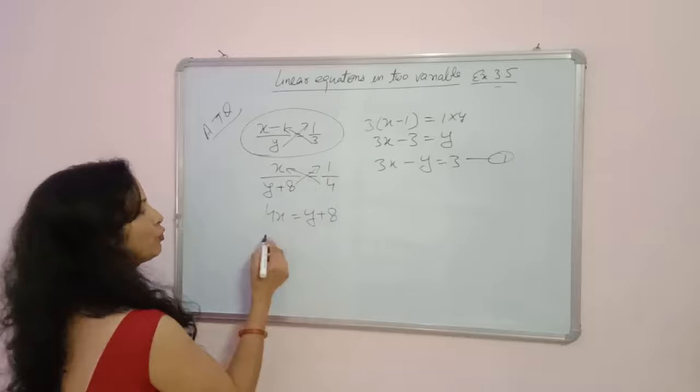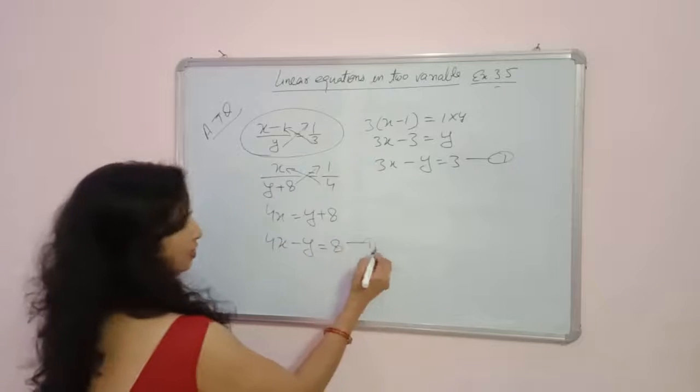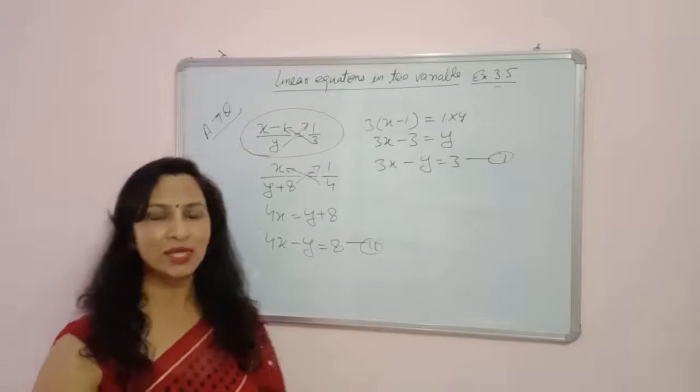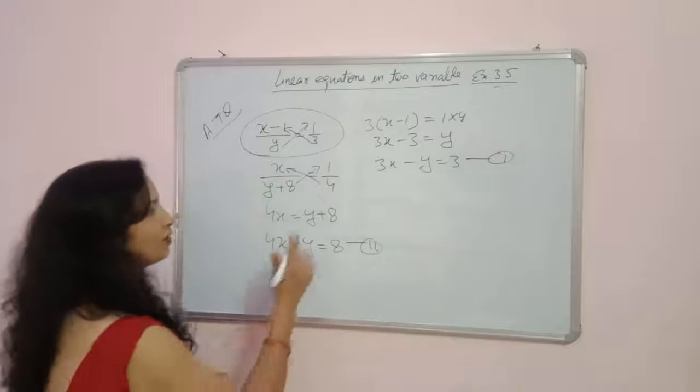So what should be the second equation? It will be 4x minus y is equal to 8. This is equation second. Now you can solve this equation by using any of the methods. The easiest method is the elimination method, so we are going with the elimination method.